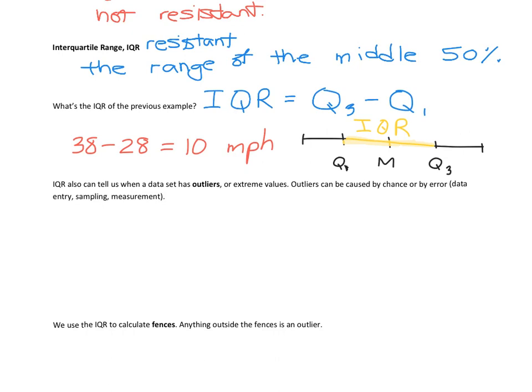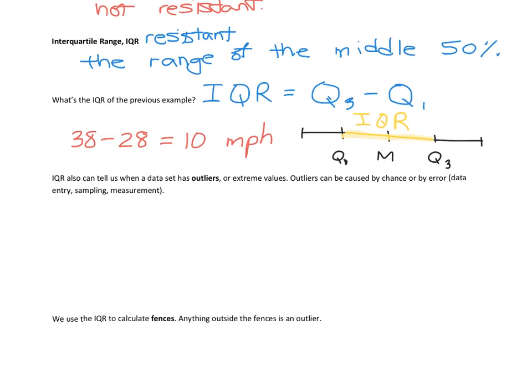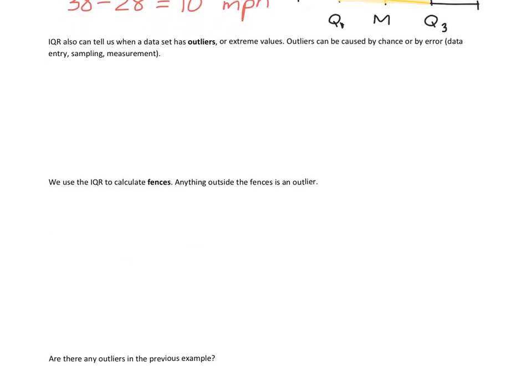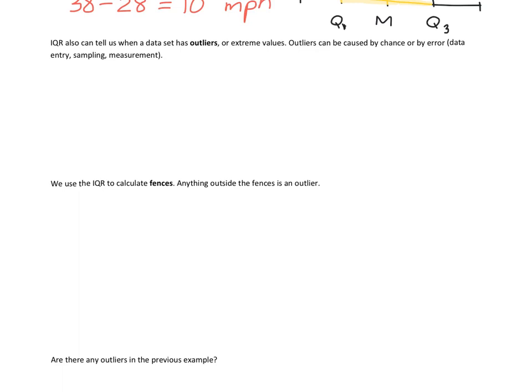It also helps us determine if something's an extreme value. So right now we're just saying extreme value, but we have no way, it's based on our opinion, and that's never good in statistics. We want to be able to measure everything. So we can use the IQR to actually tell us when a data set has outliers or extreme values. Again, outliers can actually be caused by chance, because even though it has a low probability of occurring, it can still occur. So outliers can occur by chance or by an error, such as data entry.